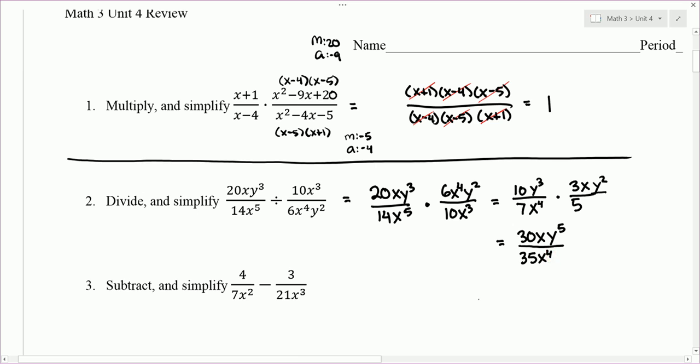And then check if we can reduce even further. I can divide both 30 and 35 by 5 and get 6 over 7. I can simplify the x and x to the fourth, divide them both by x, and you're left with an x to the third in the denominator and a y to the fifth in the numerator. And that's our answer.